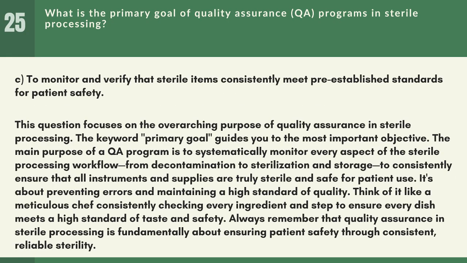Answer: C. To monitor and verify that sterile items consistently meet pre-established standards for patient safety. This question focuses on the overarching purpose of quality assurance in sterile processing. The keyword primary goal guides you to the most important objective. The main purpose of a QA program is to systematically monitor every aspect of the sterile processing workflow, from decontamination to sterilization and storage, to consistently ensure that all instruments and supplies are truly sterile and safe for patient use. It's about preventing errors and maintaining a high standard of quality.